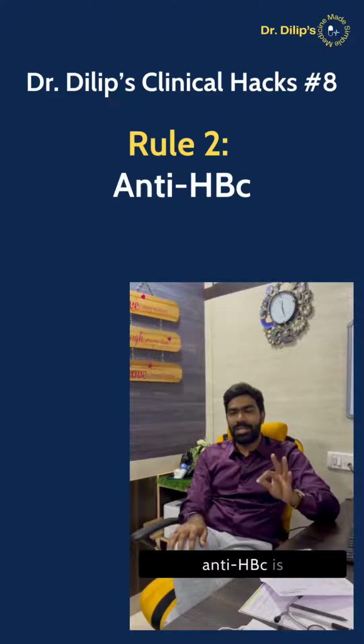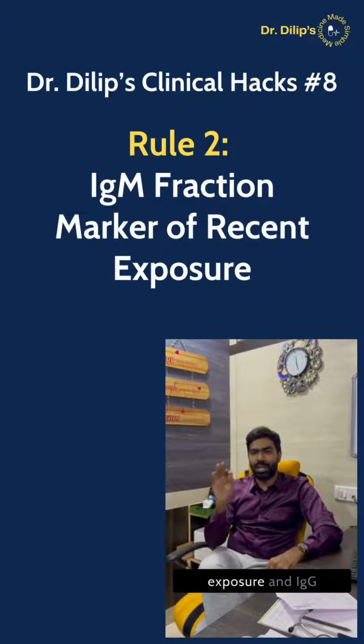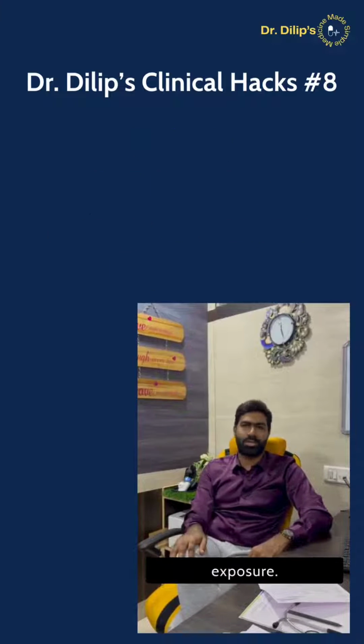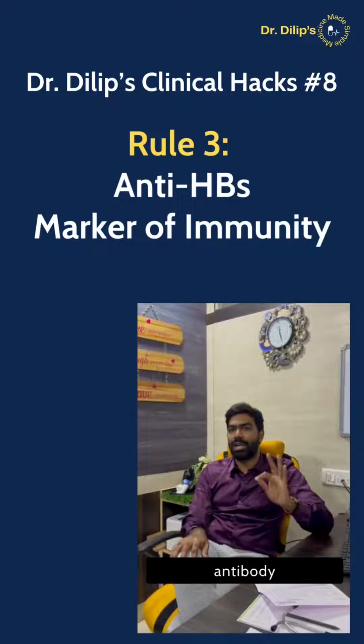Rule number 2, anti-HBC is always a marker of exposure. IgM fraction is a marker of recent exposure and IgG fraction is a marker of remote exposure. And anti-HBs is a marker of immunity and it is the only protective antibody against hepatitis B virus.